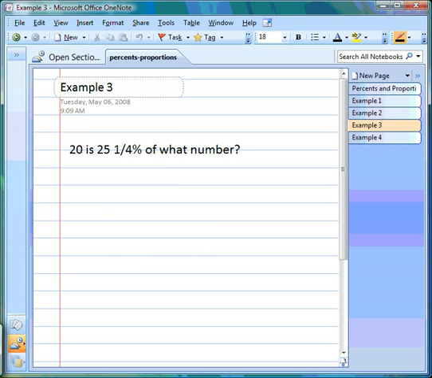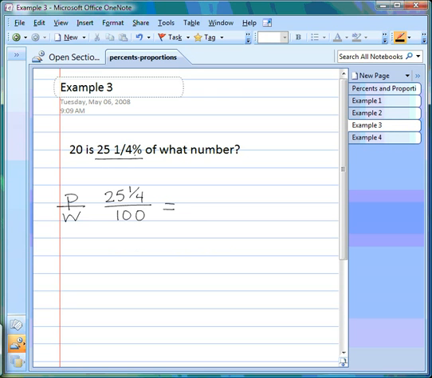Here's a third example. 20 is 25 1/4% of what number? Remember, our part goes on top, our whole goes on the bottom. We look at our percentage first. Our part for the percentage is 25 1/4. Whole for the percentage is always 100.